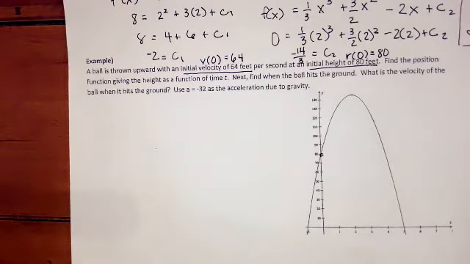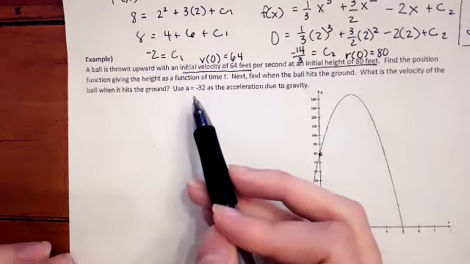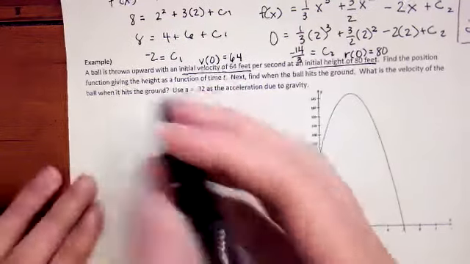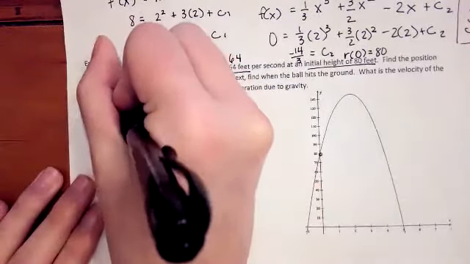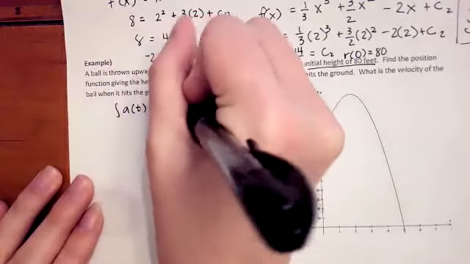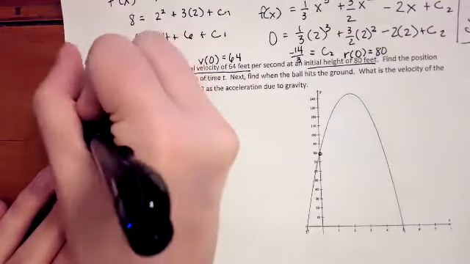We have initial velocity, we have initial height. We know that height is going to come from the integral of velocity, but we don't even have an equation for velocity. Okay, but what we do have is an equation for acceleration. And we know that the derivative of velocity is acceleration. So if we took the integral of acceleration, we will end up with velocity.